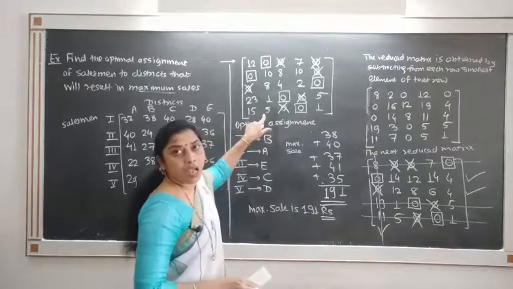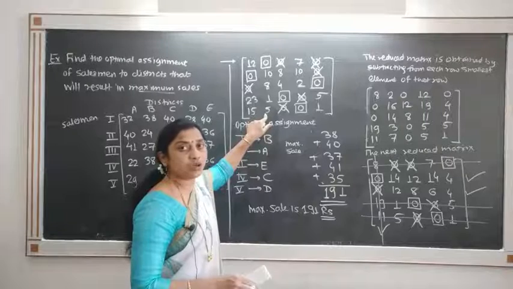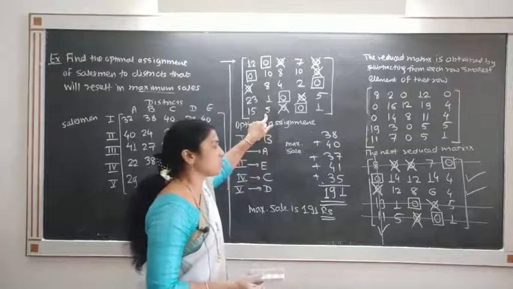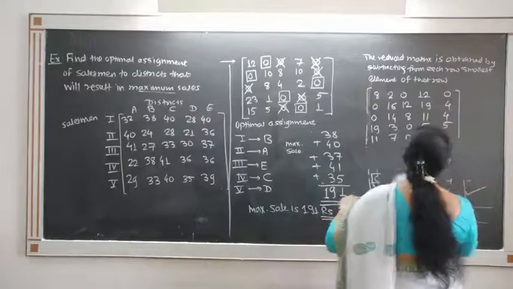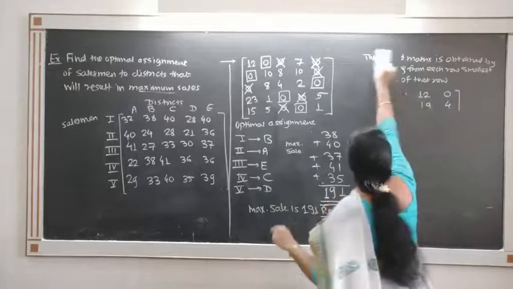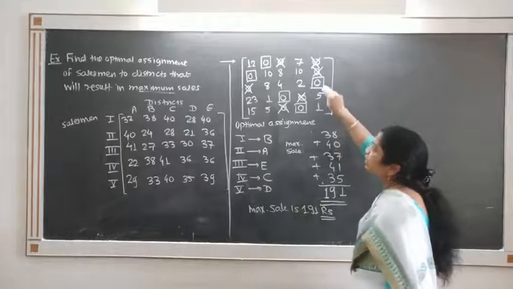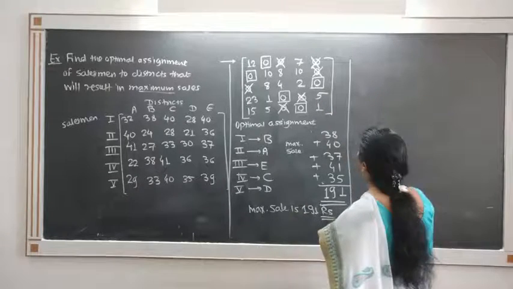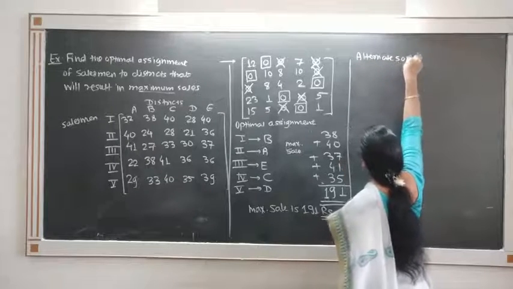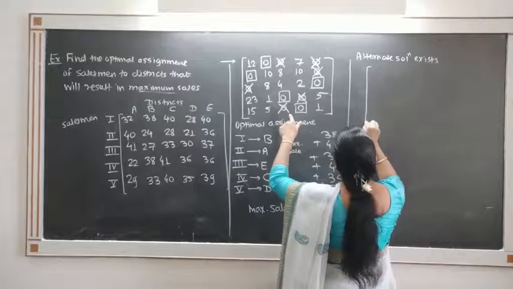Now see, because at the same time there are many zeros and there is no single zero, an alternate solution exists. So we will find the alternate solution also. Alternate solution means the assignment changes but the maximum sale price remains as it is. So I will consider the same table and find the alternate assignment. Start with the same table.